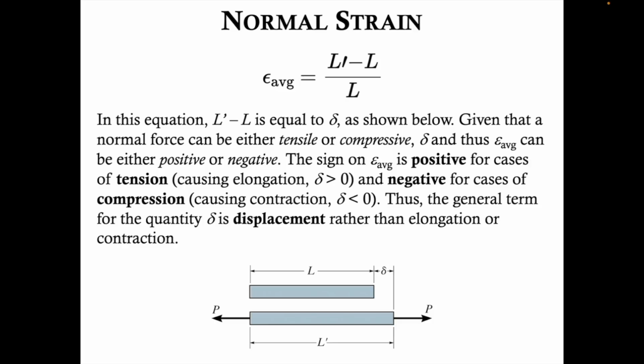Given that a normal force can be either tensile or compressive, delta, the elongation, and thus epsilon average, average normal strain, can be either positive or negative. The sign on epsilon average is positive for cases of tension, causing elongation, delta greater than 0, and negative for cases of compression, causing contraction, delta less than 0. Thus, the general term for the quantity delta is displacement rather than elongation or contraction.